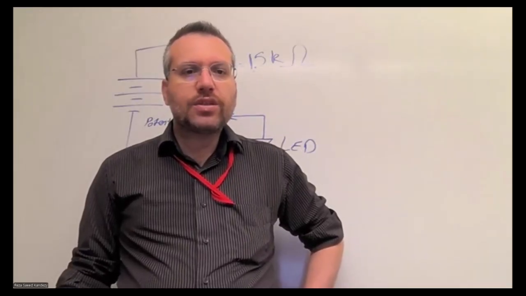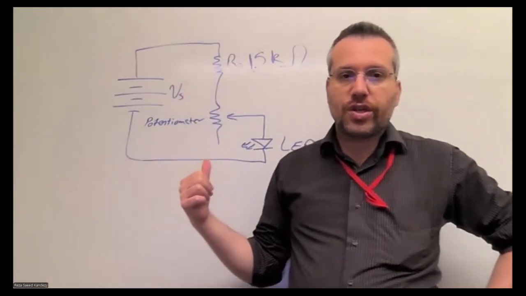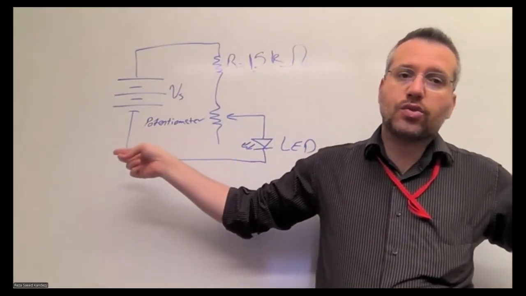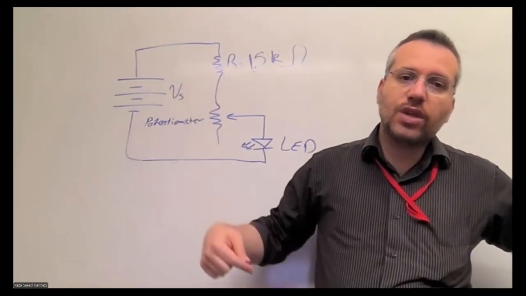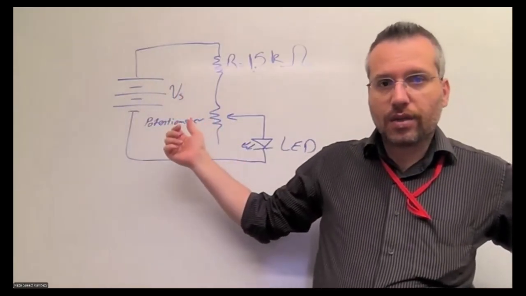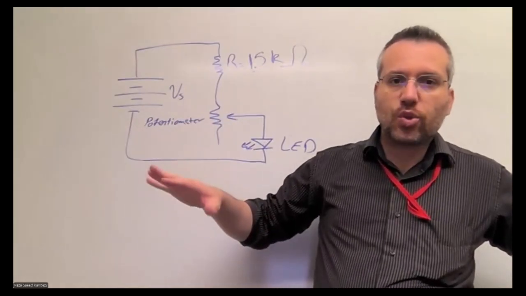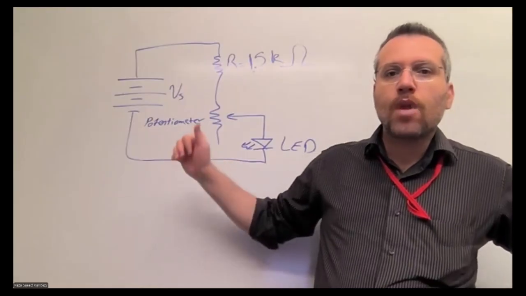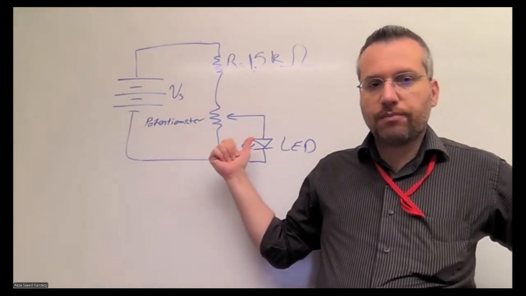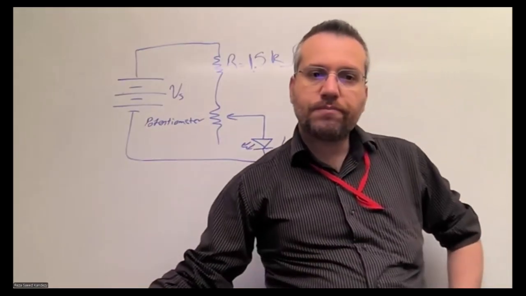Now, why do we have these components? This is the schematic of our circuit. The positive terminal of the 12 volt DC power source connects to a 1.5 kilo ohm resistor. This resistor is also connected in series with a potentiometer, which allows us to change the total resistance manually. And finally, the current flows through the LED here before returning to the negative terminal of the power supply.